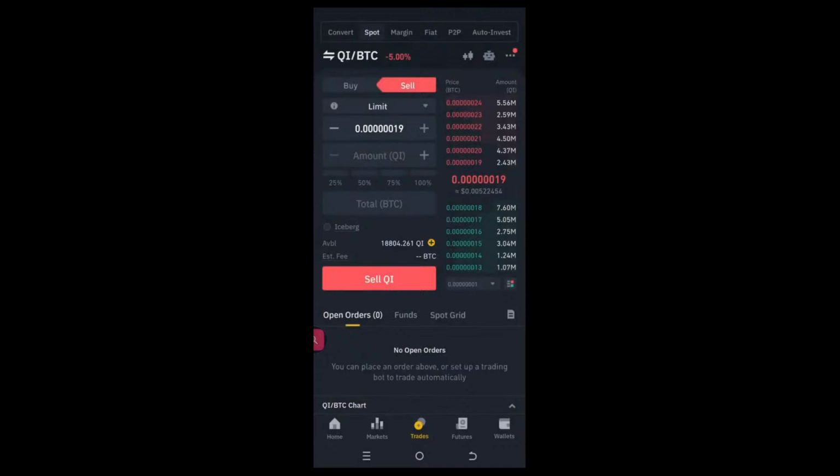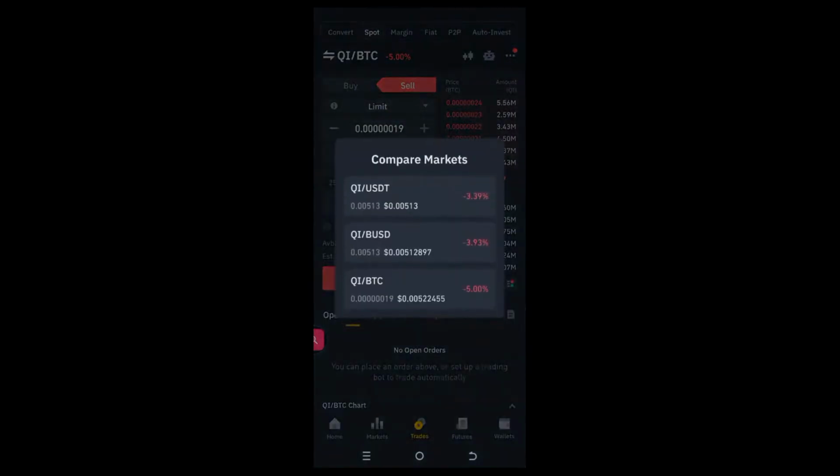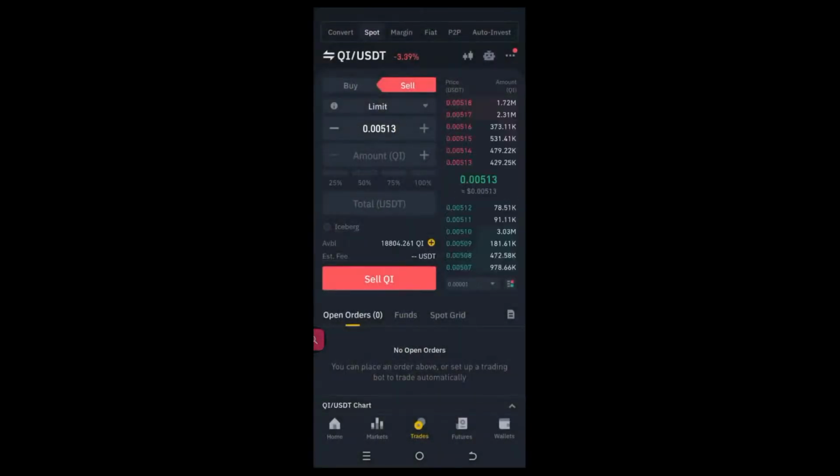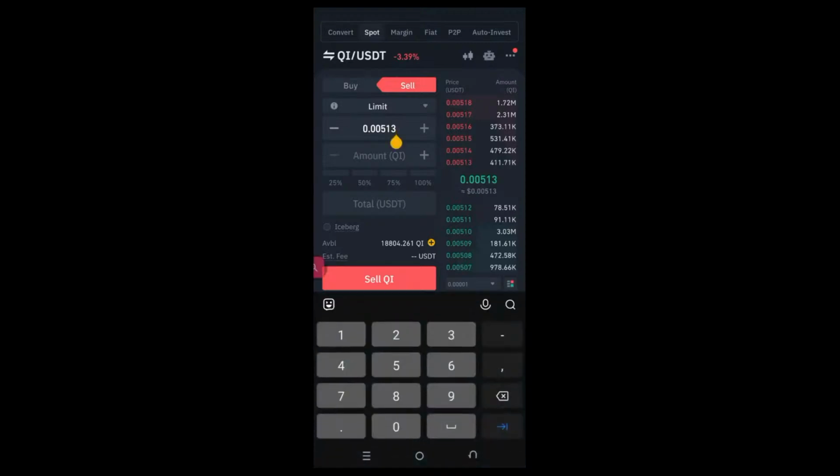Oh no, this is QIBTC. Let's go back to QIUSDT. So we're going to set a sell limit and just wait for it to execute. We don't know how long this is going to take, a couple of days, a couple of hours. We don't know. So what we're going to do is change this to 5.4 because that's the only way.